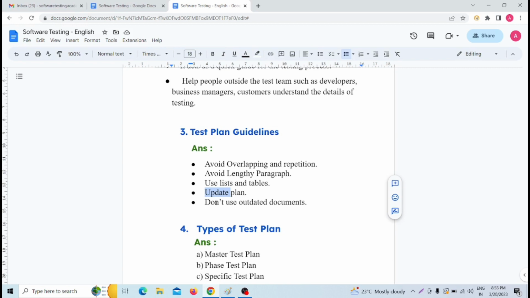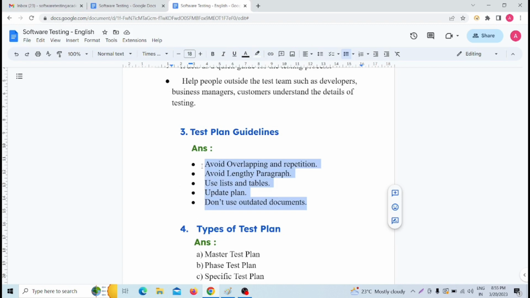Okay, then don't use outdated documents. Whichever documents have already become outdated, we are not using those documents. So these are the guidelines we have to maintain whenever we write the test plan. Avoid overlapping and repetition, avoid lengthy paragraphs, use lists and tables, then update the plan, and don't use the outdated documents. These are the guidelines of the test plan.